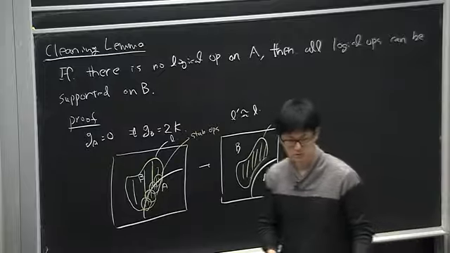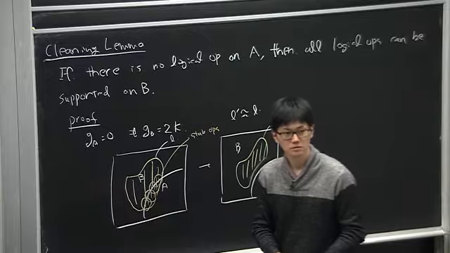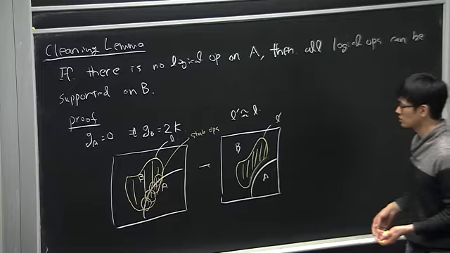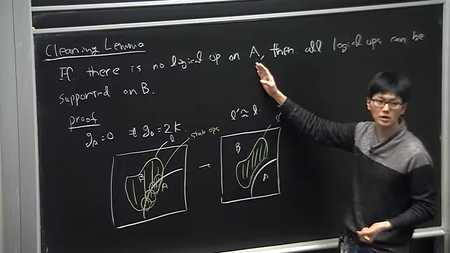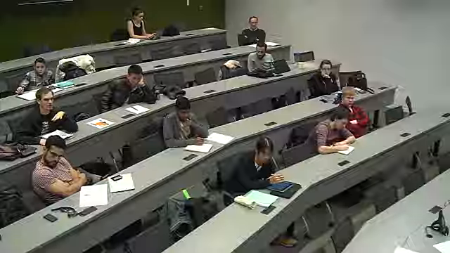Yes. So why can't we do it the other way around and push the boundary of B into A instead? Right, so this is very important. We are assuming that there is no logical operator supported on A. Just none at all? No, not at all. Not at all.